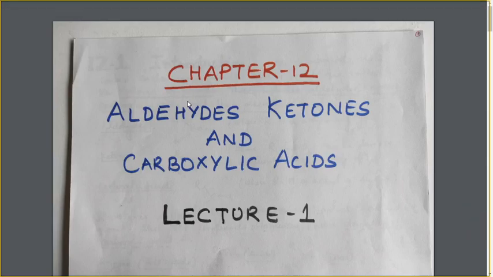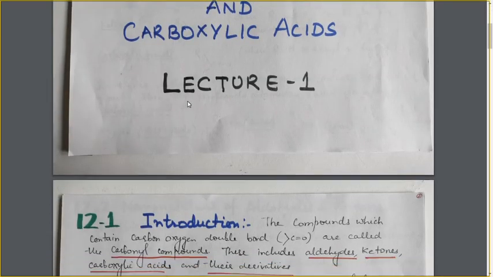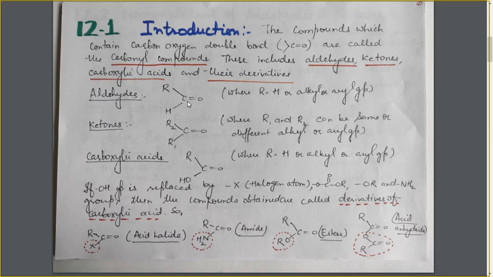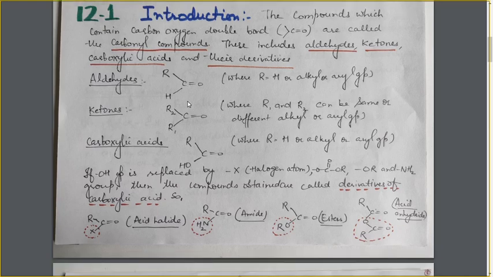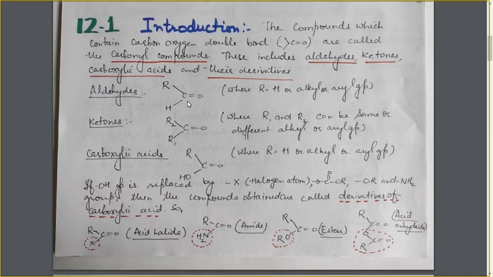Hello students, today we are starting with chapter 12 from our chemistry textbook. This chapter is aldehyde, ketones and carboxylic acid. This is lecture 1 from this chapter. Let's start with the introductory part.